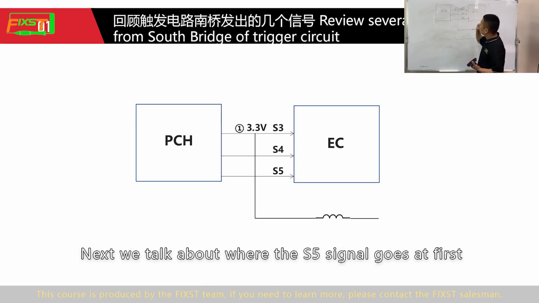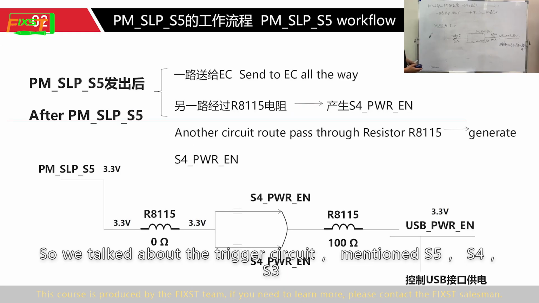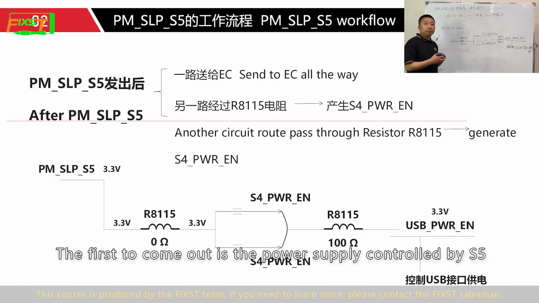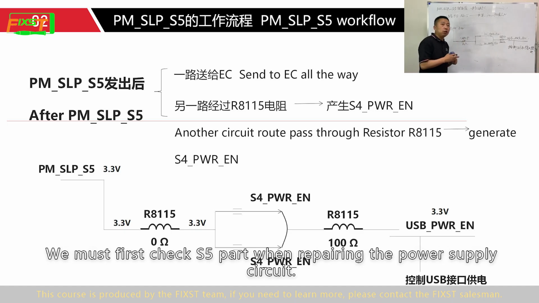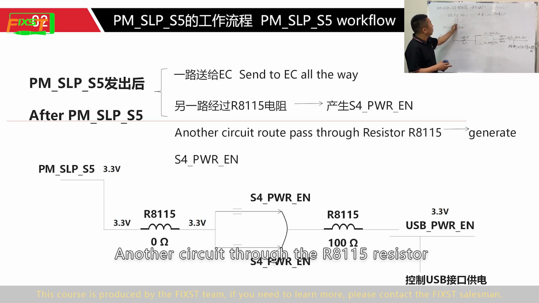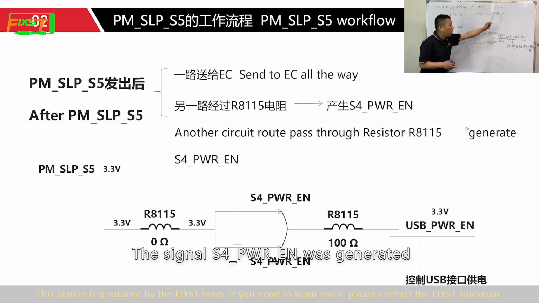Next, we talk about where the S5 signal goes at first. So we talked about the trigger circuit, mentioned S5, S4, S3. The first to come out is the power supply controlled by S5. We must first check the S5 part when repairing the power supply circuit. Then look at S5. It is sent to the EC all the way. Another circuit goes through the RA115 resistor. The signal S4 PWR EN was generated.